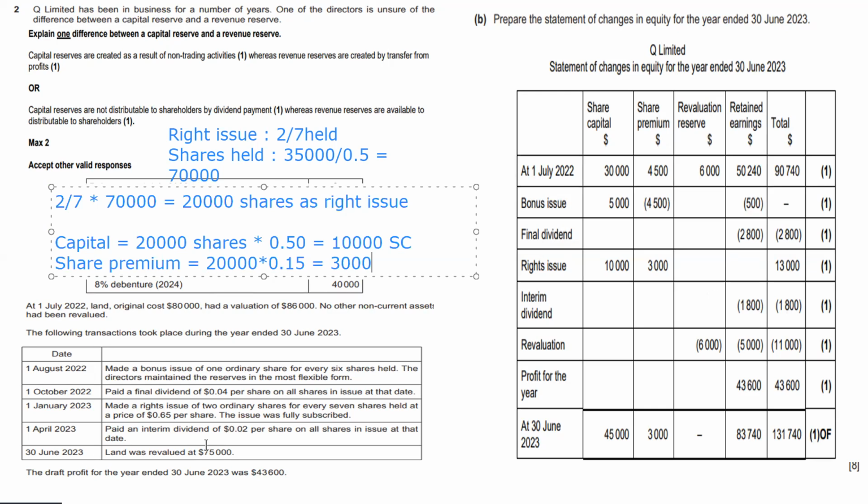Land was revalued at 75,000. So what was the valuation of land? The valuation was 86,000. It is now revalued at how much? 75,000. So what is the difference? 11,000. So you have a revaluation loss of 11,000.